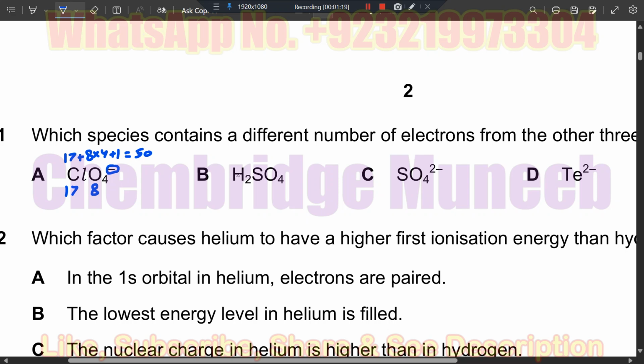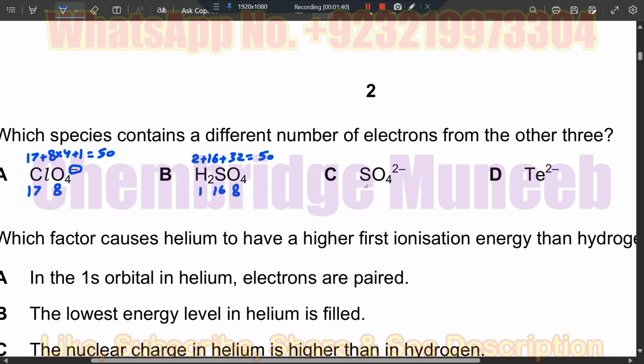Now for compound B, which is H2SO4, the atomic number of hydrogen is 1, for sulfur it is 16, and for oxygen it is 8 again. So the electrons will become 2 plus 16, and 4 times 8 gives 32. The value will be 50. And for compound C, which is sulfate ion, we have 16 for the sulfur, then 4 atoms of oxygen give 32, and then 2 electrons from this 2 negative charge, it will give you 50. So all of them have 50 electrons each.